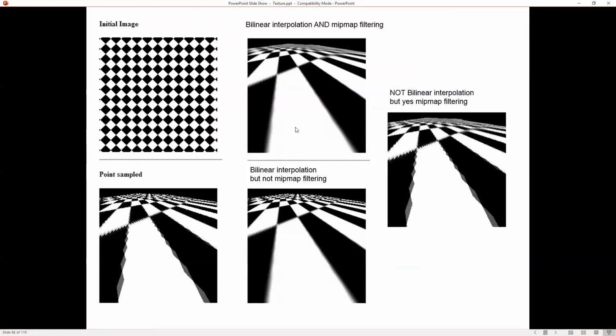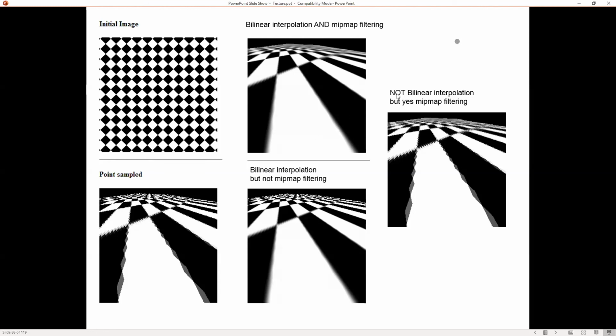Okay, here are some examples. Here's my texture image mapped onto something going in the distance. Here's point sampling. We don't turn on any of these fancy features. So there's no bilinear interpolation happening here in the front, right? We didn't smooth out our colors. And in the back, it's basically random black and white pixels. Here we've turned on bilinear interpolation, but not mipmap filtering. So I've smoothed out in the front, but I haven't done anything about the random pixels in the back.